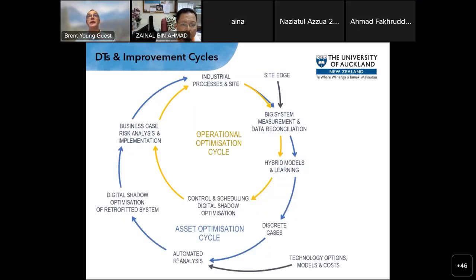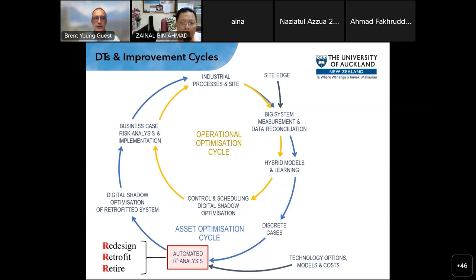Here's a figure showing how digital twins might relate to the improvement cycle. On the inside, the yellow circle is an operational optimization cycle. On the outside, we've got the asset optimization cycle. And here we might have that automated R-cubed analysis that I talked about just before.